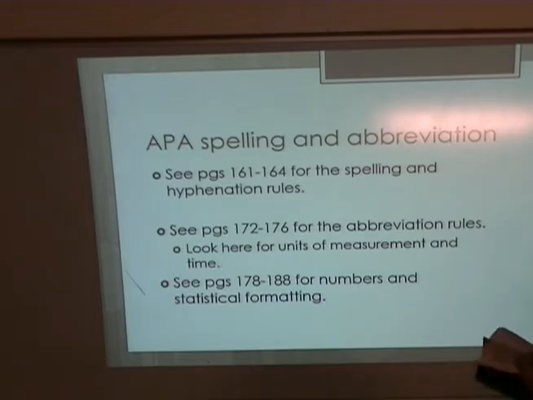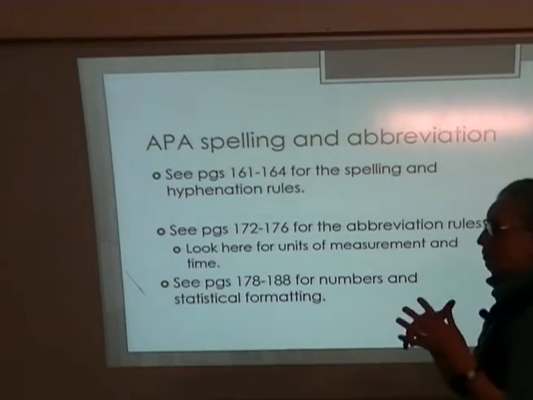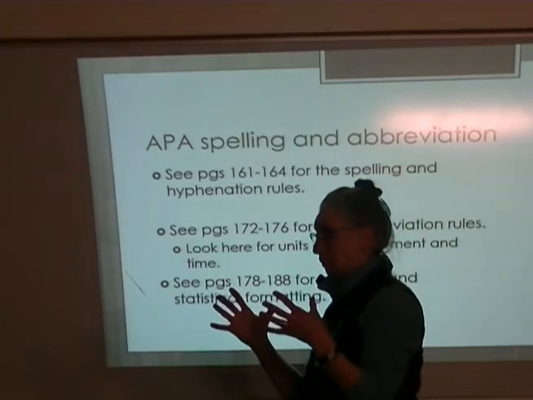And then 178 to 188 talks to you about numbers and statistical formatting. Now, the general rule of thumb for numbers is that anything to 10 is written out and anything over is numerical, except if you're starting the sentence with a number, right? If you are starting the sentence with a number, you have to write the whole number out no matter what the number is. So that's something to be wary of when you're on a word limit, all right?